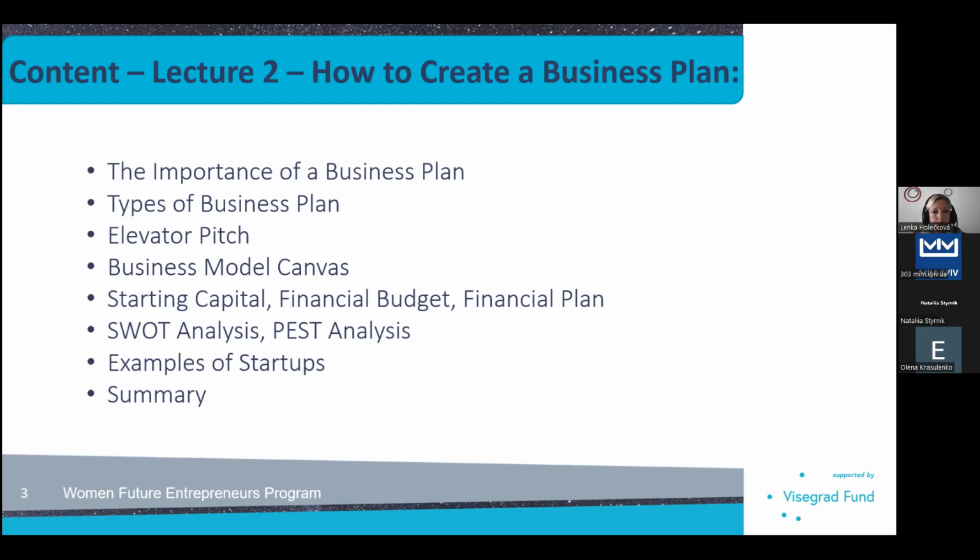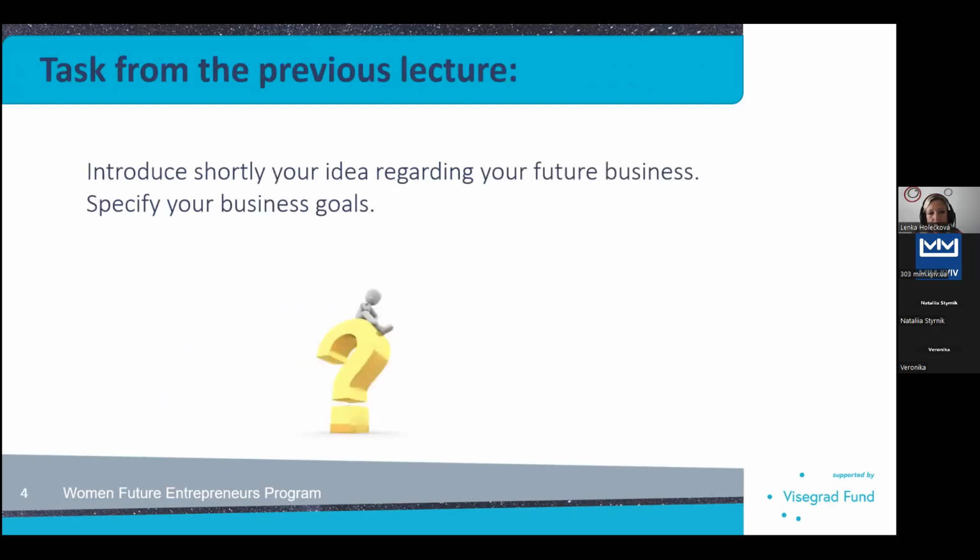Then we will move on to some information about starting capital, financial budget, and financial planning, which is a crucial part of a business plan to be real and realistic. Then we will move on to SWOT and PEST analysis because they are very helpful to us to decide if our plan is real and realistic. Then I will outline a few startup examples, successful ones, and last but not least, we will summarize all our information from today.